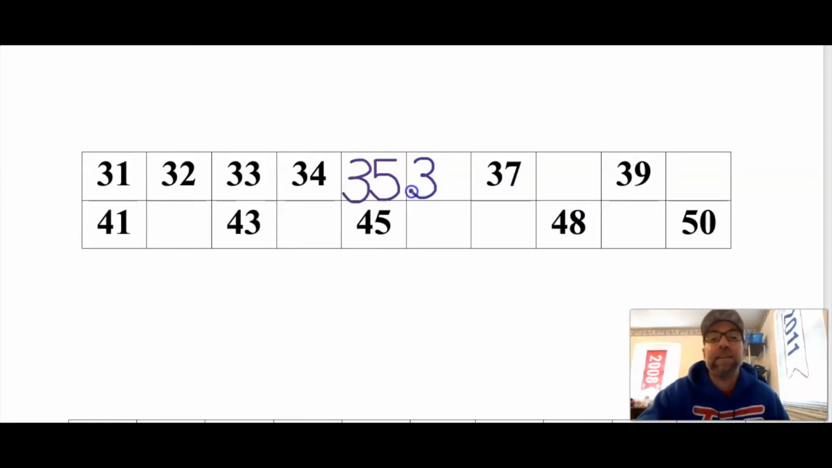Did you write 36? Now 37 we have. What number comes just after 37? We get to 38. Then we have 39. What comes next? 31, 32, 33, 34, 35, 36, 37, 38, 39, 40.